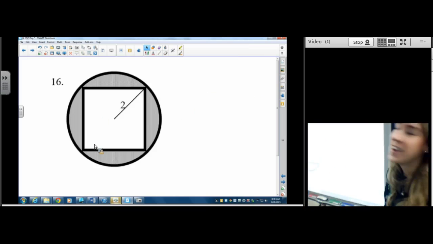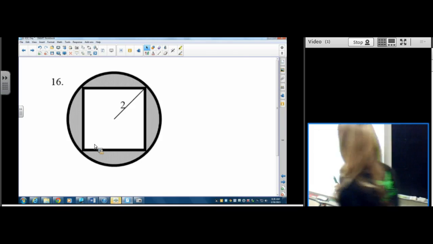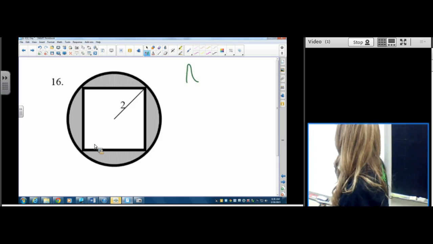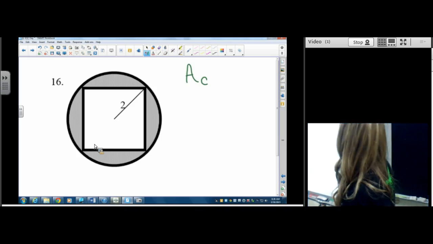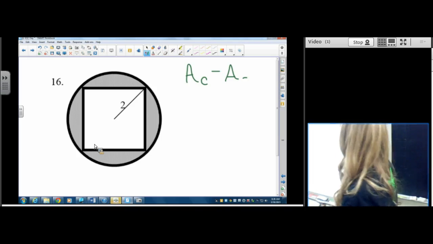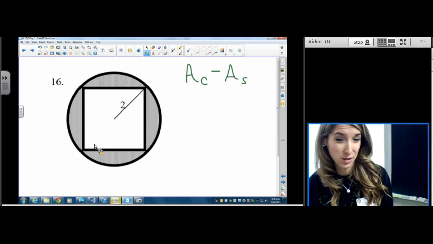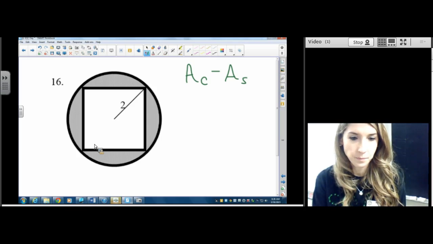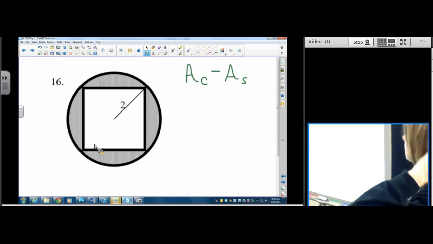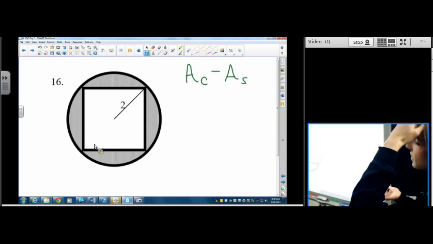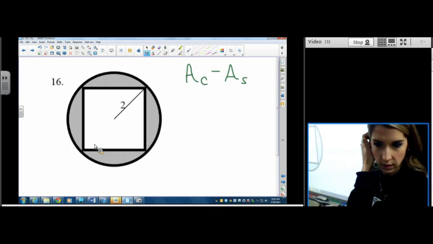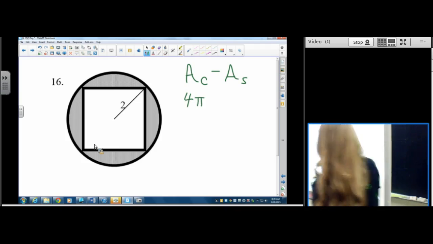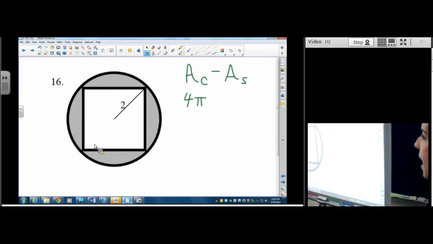Woo! Okay, what's going on in number 16? I always write down the strategy first. This is which figure is larger. This is area of a circle minus area of a square. We have to assume that's a square, because if it's not, we couldn't solve this problem. Okay? So let's do the area of the circle first. We just did the area of a circle with a radius of 2 in our last problem. So pi r squared, we know the area of the circle is going to be 4 pi.